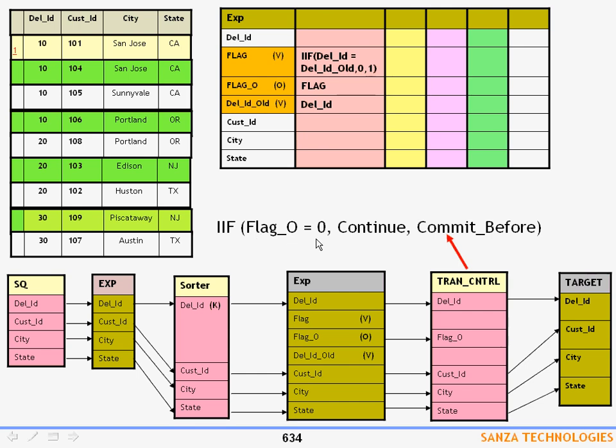In the transaction control, I said flag out is equal to 0, continue. I should have said CTC underscore transaction underscore continue and all, but space constraint, logical understanding, I put it here. First record from the sorter transformation comes in, goes into the expression transformation. Please observe it.